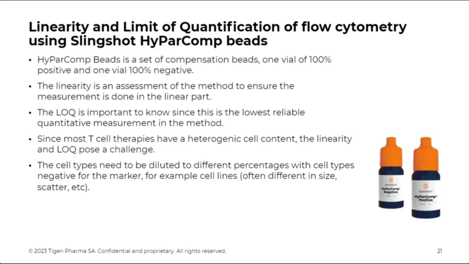So this was the first example, and now I'm going to go into the second and the last example that we have, where we looked into how we can use a product from Slingshot that are called HYPAR comp beads. And you see the bottles down here. It's a compensation bead that is used for compensation and setting of your assay when you run it. They come in 2 vials. One vial is 100% positive, and the other one is 100% negative.